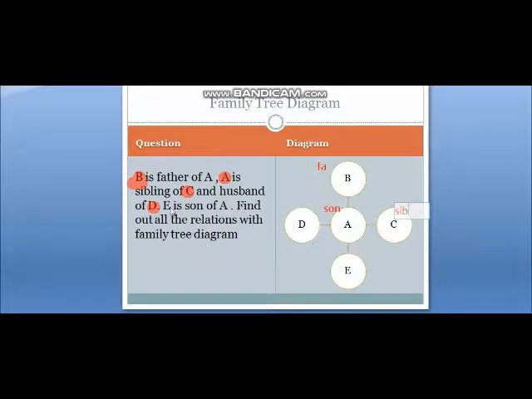Okay. Then D और A के बीच में क्या रिलेशन है? What you are going to write here? D and A के बीच का रिलेशन. So D is your wife. Then A and D के बीच में क्या रिलेशन है आपका? हस्बैंड. ओके.